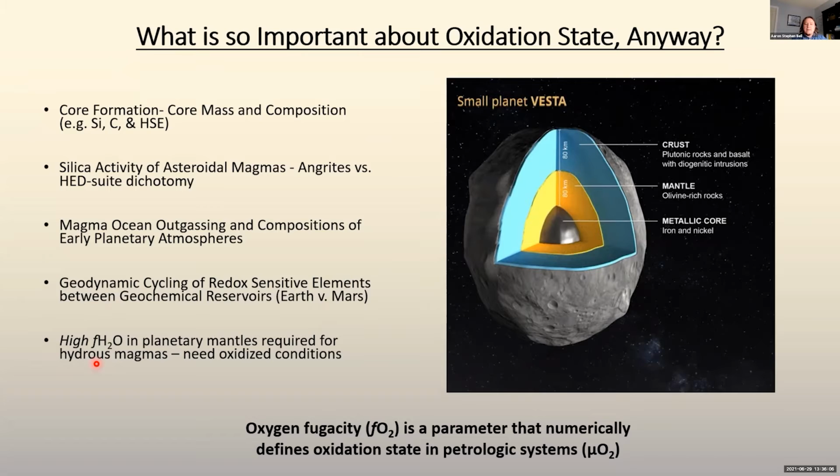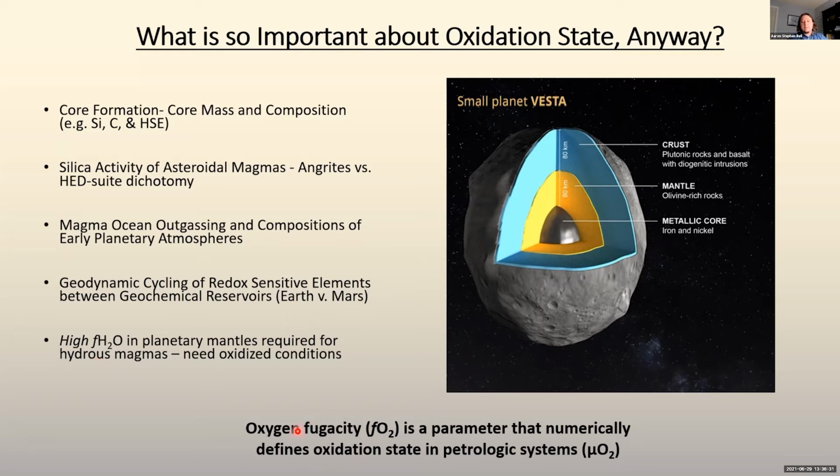If we're interested in hydrous magmas, basically hydrous magmas, subduction zone magmatism, and Earth all require oxidized conditions. Lots of planets are quite reduced relative to Earth, and the water fugacity in those planetary interiors is low because of that. So they have a high hydrogen fugacity, low water fugacity. And so this basically precludes the production of hydrous magmas.